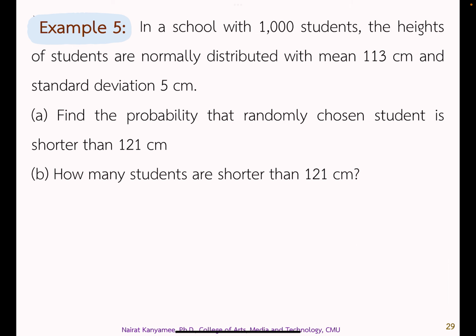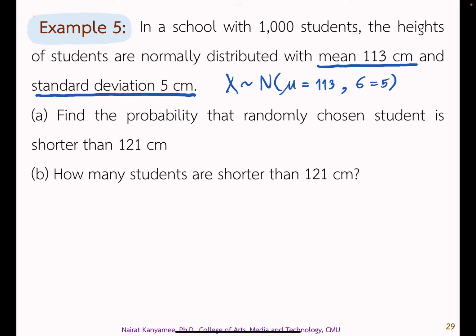Next, let's see. Example 5. In a school with 1,000 students, the height of students are normally distributed with mean 113 centimeters and standard deviation 5 centimeters. So X is normally distributed with mean 113 and sigma. If they give you variance, then you need to take a square root of that to get the standard deviation.